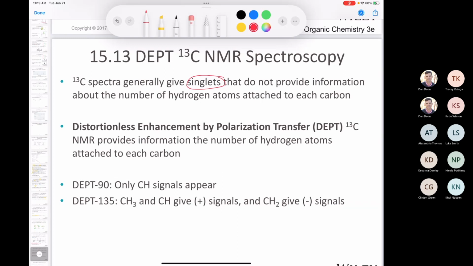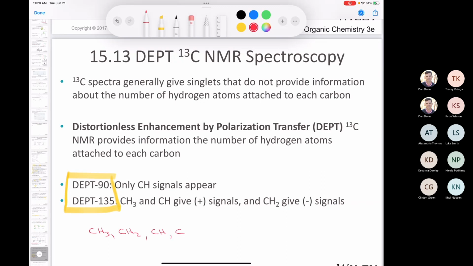And so we have a workaround for that, which is an experiment called the DEPT experiment, or Distortionless Enhancement by Polarization Transfer. You don't need to remember what it stands for. As long as you know the acronym, that's good enough for me. What's cool about DEPT is that we have two types of DEPT experiments, and I'm not going to go into the details of those. Even our textbook doesn't really go into the details. But using these two different experiments, which have a different pulse sequence than a normal proton-decoupled carbon-13 spectrum, we can identify a carbon as either being a methyl, a methylene, a methine, or a quaternary carbon.